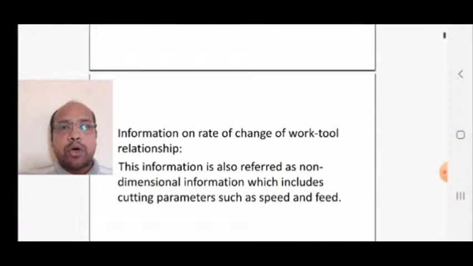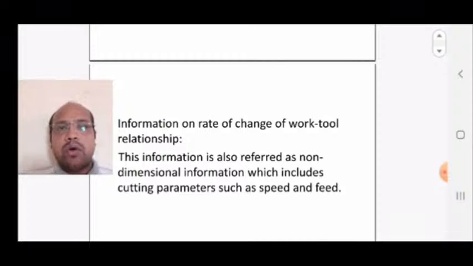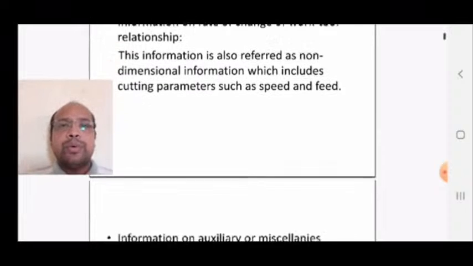Then we need information related to change of work tool relationship, that is we need to understand the speed and feed of the manufacturing operation. Speed means rotation speed of the spindle, and feed rate of the cutting tool, that we should know for writing a part program.